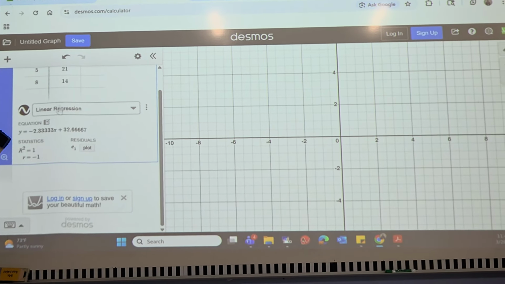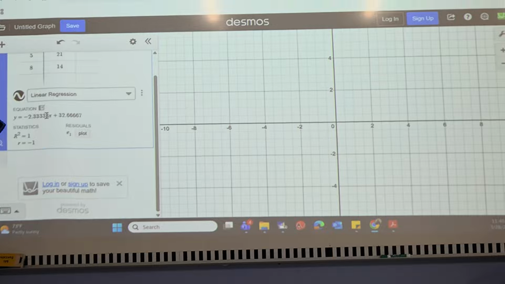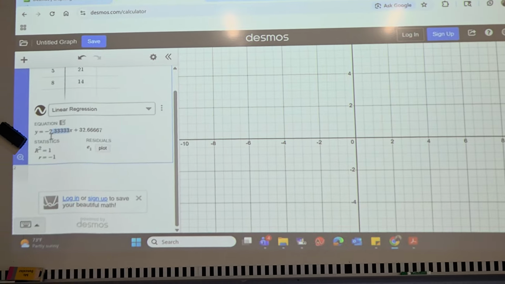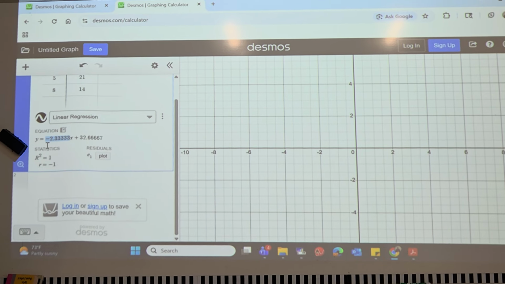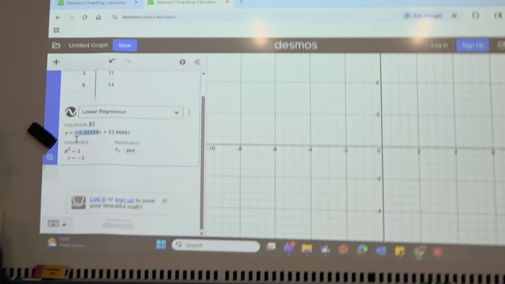For part B1, it's asking for the slopes. The slope is right here. This one. That's your answer, right? So m equals negative 2.333.